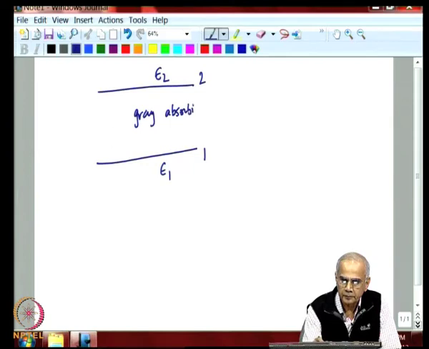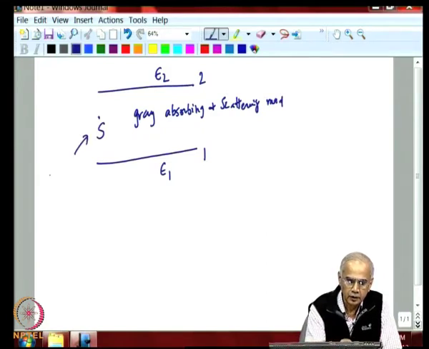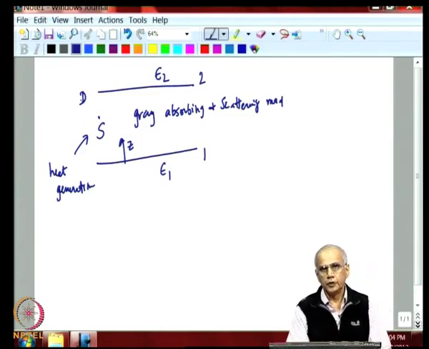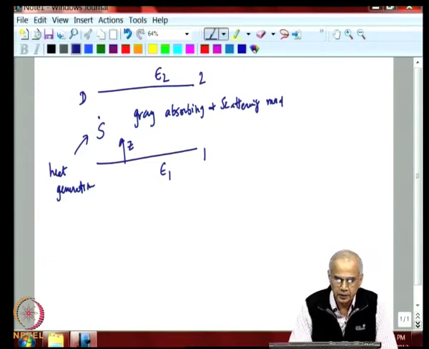absorbing and scattering medium in between, and let's say a situation where there is heat generation S dot. And the depth of the plate is d. So, we want to get the full temperature distribution in this medium, and to keep the problem simple, we will use a diffusion approximation.